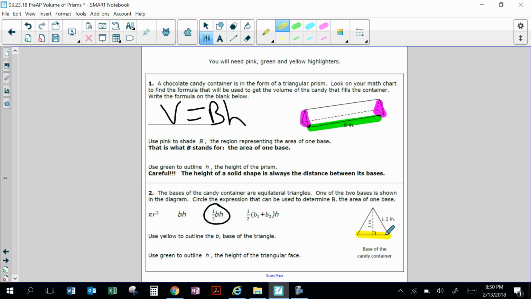And use green to outline the height of the triangular face right here. So if this is an equilateral triangle, well, how long would this be? It'd be 1.2. So we're done with that one.